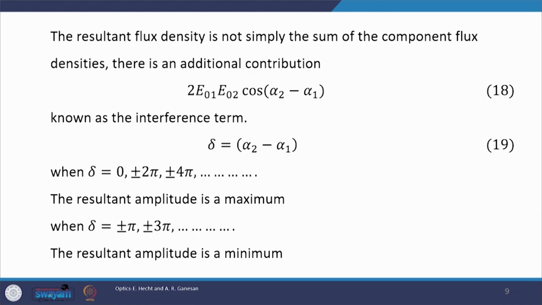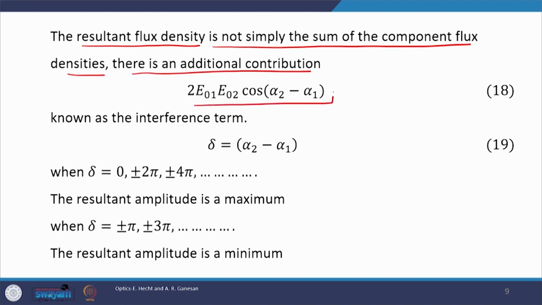It means interference owes its origin in superposition principle. Now, the resultant flux density is not simply the sum of component flux densities. Flux densities means amplitude square, which we saw in equation number 14, and there is this additional contribution which we know as interference term. Yeah, this is our interference term.